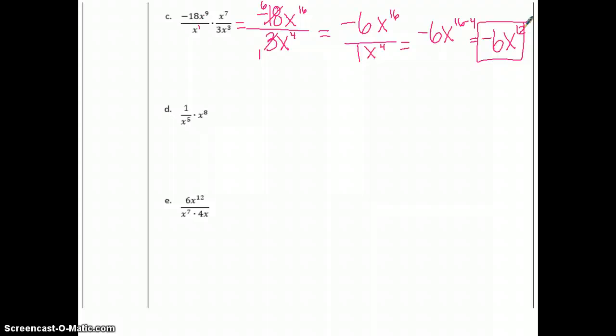Letter D. This is a whole number over 1. Multiply across the top to get 1 times x to the 8th is x to the 8th over x to the 5th. Our bases are the same, so I can divide. So I can just subtract my exponents. X to the 8th minus 5, which is x to the 3rd.